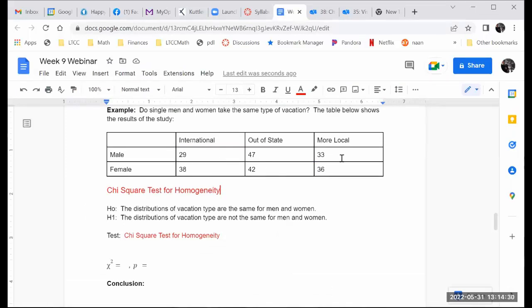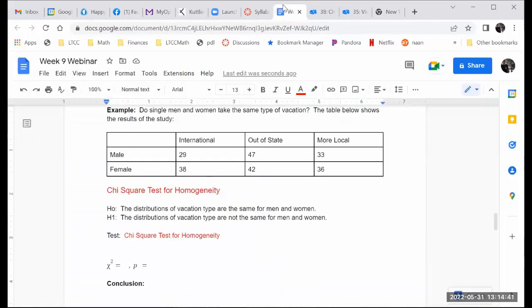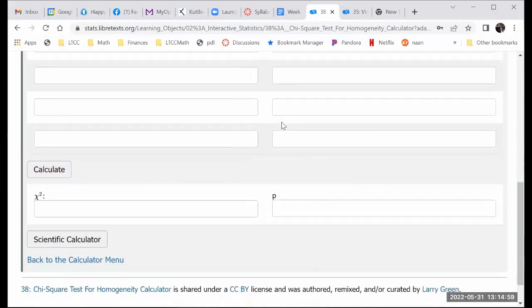So 29, 47, 33. And then 38, 42, 36. Any questions on that? Then I go and hit calculate. What do you see? High p-value, and chi-squared is 1.40.